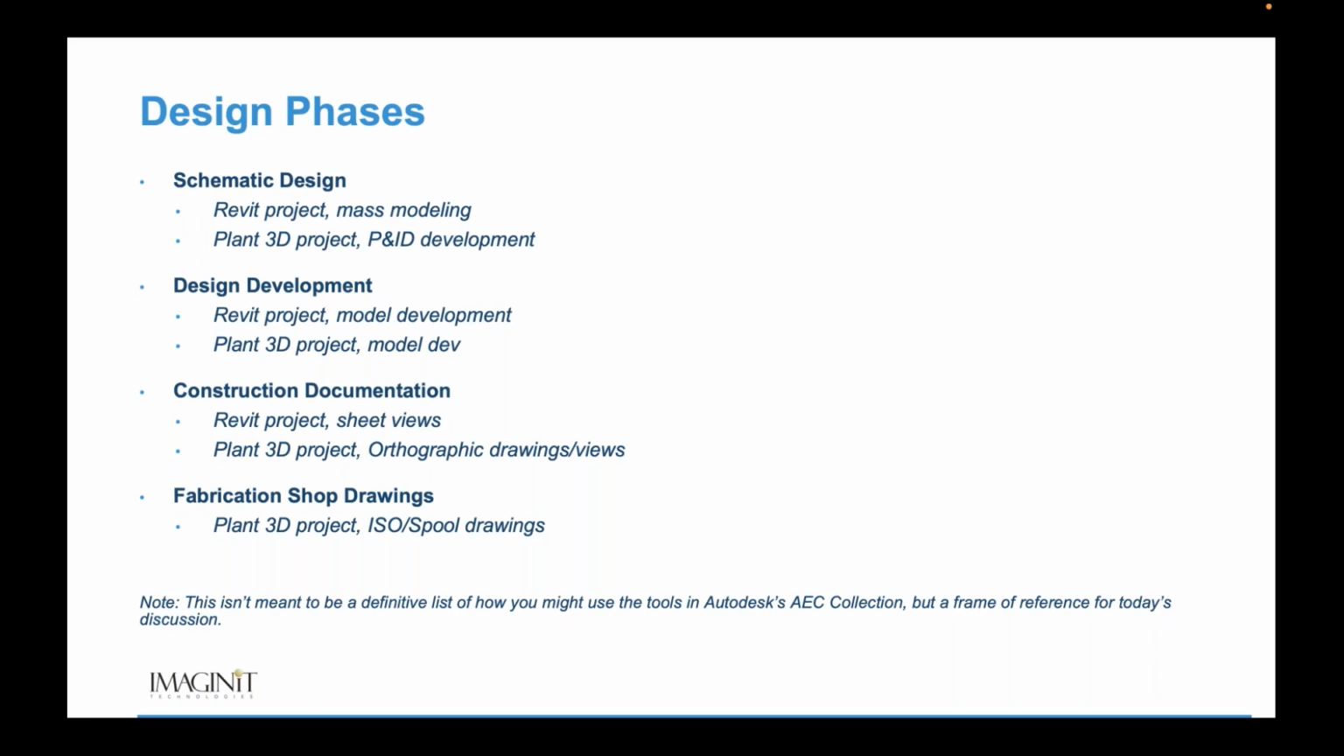And I've got fabrication shop drawings in here as well, because again, on the Plant 3D side, that's something that the software is designed to do. It has the ISO capabilities, very similar to the ISOGEN, which has been an industry standard for years. Again, it's one of those functions that kind of differentiates Plant 3D from Revit when you're looking at whether or not one or the other is more appropriate for doing your documentation. And this isn't a definitive list, but just something to try and set a frame of reference for a discussion today.